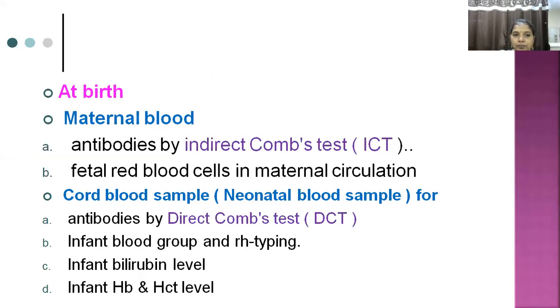At birth, maternal blood: antibodies by indirect Coombs test from maternal blood, fetal blood cells in the maternal circulation. Cord sample, neonatal blood sample for antibodies by direct Coombs test, infant blood grouping and Rh typing, infant bilirubin level, infant hemoglobin and hematocrit level.